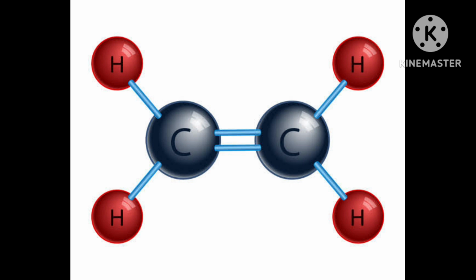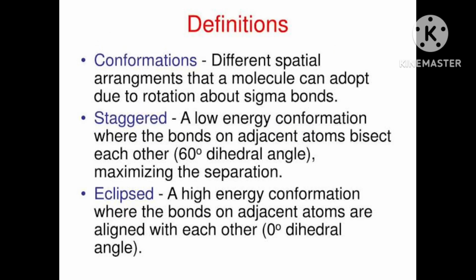A question is asked: which form is stable, staggered or eclipsed? Now you can answer. Another question is asked: what is a torsional strain? I told you that the repulsive interaction between the electron clouds which affects the stability of conformation is called torsional strain. Now understood.